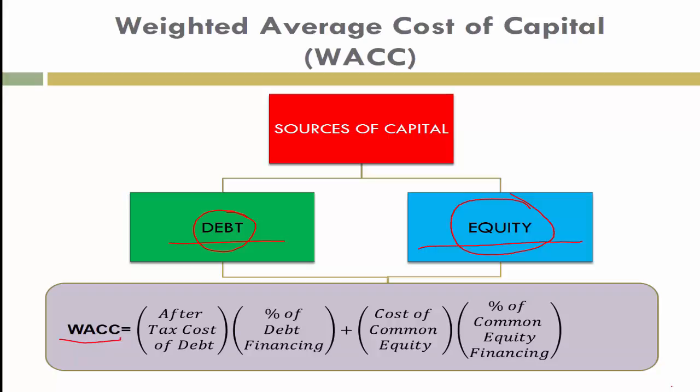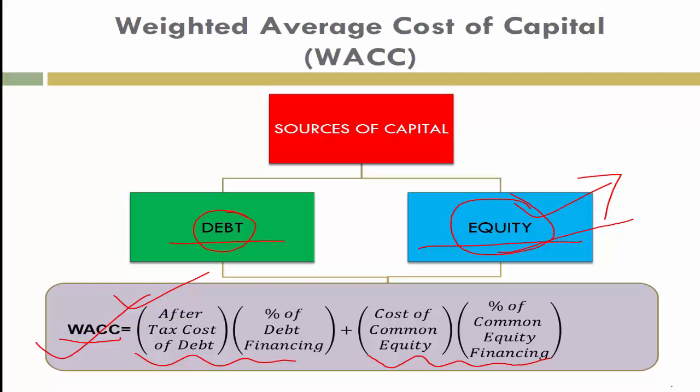So the overall cost of capital, or WACC, is the weighted average of these two sources of capital. The second source of capital is equity, and we must know the cost of equity if we want to calculate the overall cost of capital. That is why in this video I'm going to explain how to calculate equity cost of capital.